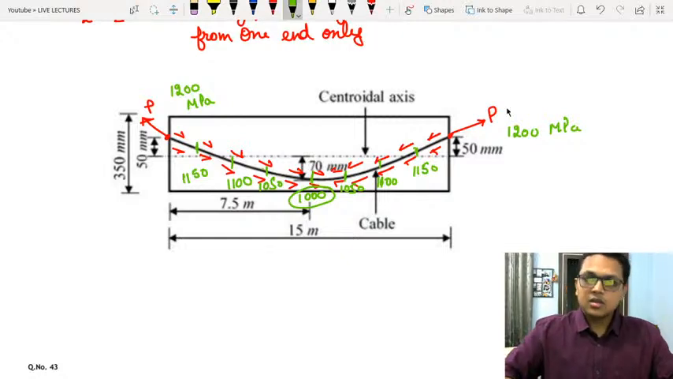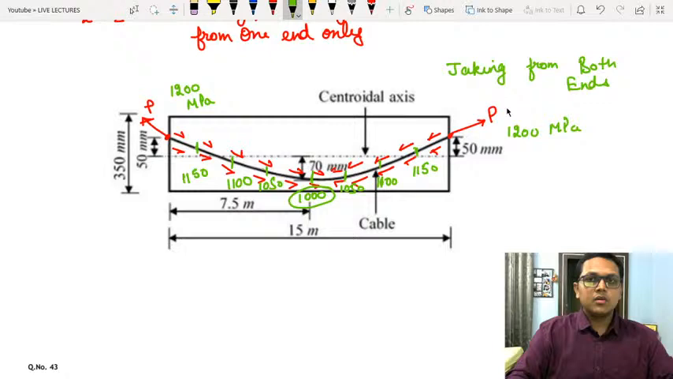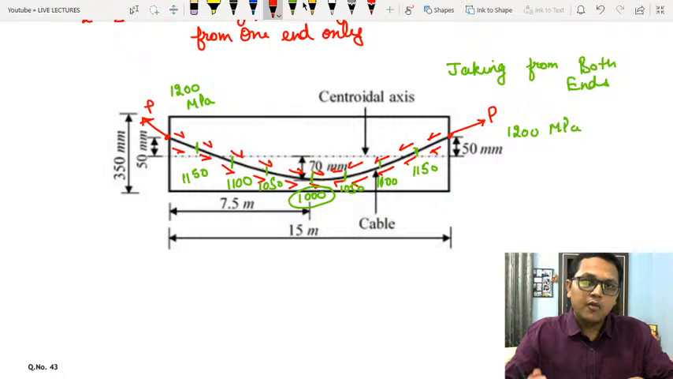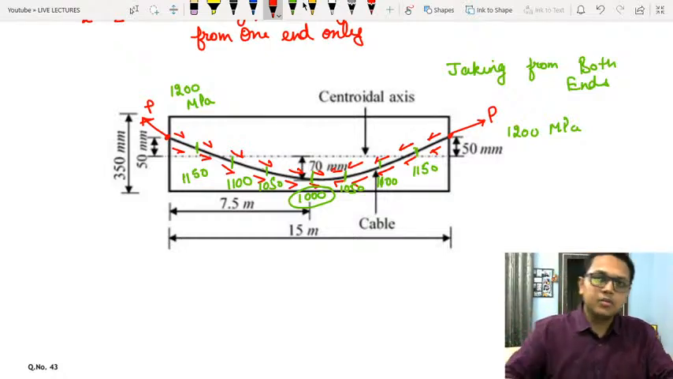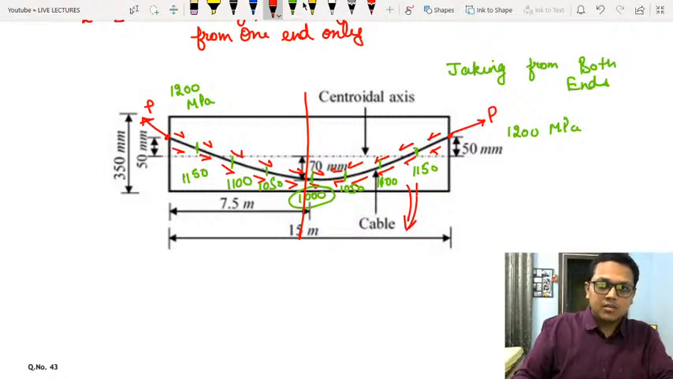Am I right? So this is a case of jacking from both ends. Now we can say that the length which is taking the resistance for a particular jacking will be L by 2. Let us see the half of the section of the beam.